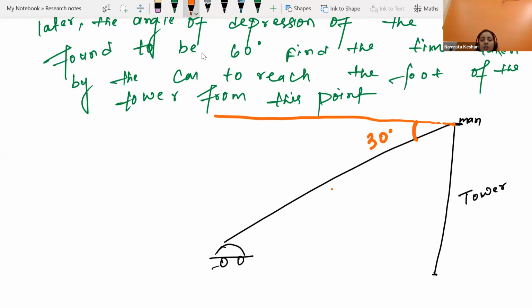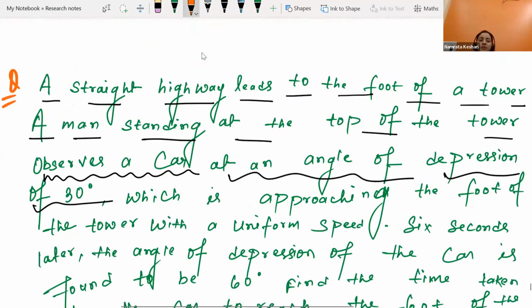Ma'am, what is this question? We have just started, Aisha. This is the question. A straight highway leads to the foot of the tower. In what NCERT, which question number is it? Is there question 15 in your book? Yes. It's that question. Check it, match it. It can be here and here. Match it. Okay.